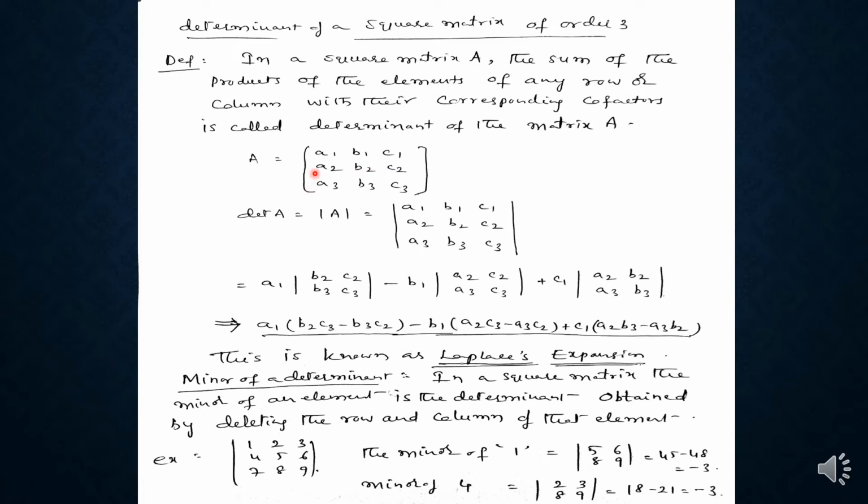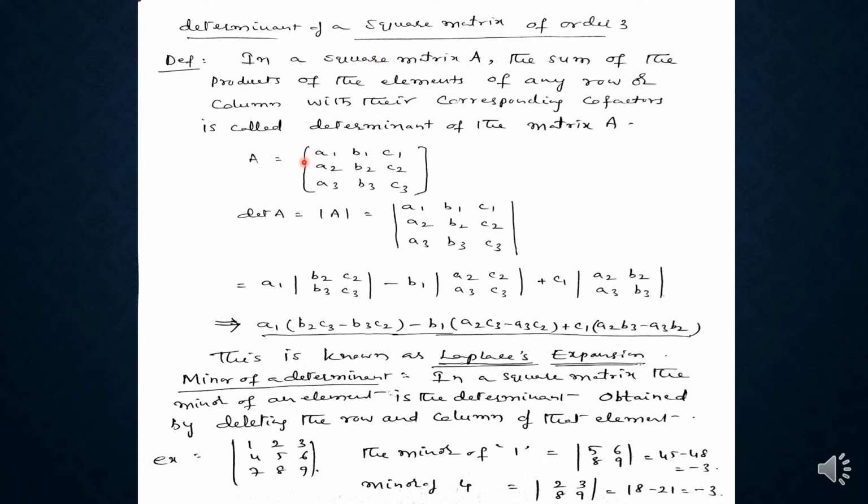Similarly, the cofactor of A2 is minus of B1 C1 B3 C3, that is B1 C3 minus B3 C1. Thus we can find the cofactors and minors of each and every element of the matrix.